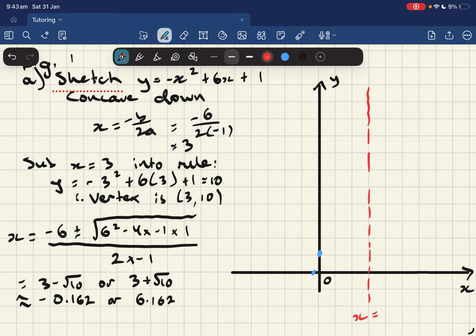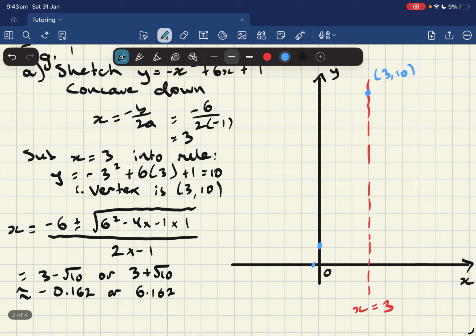So that's this one over here. And our vertex is at the point 3, 10, which is up here. So we want to label in our vertex, and we know it's concave down. And looking at our x-intercepts, one is around negative 0.162, so that's going to be this one down here, and around 6.162, so that's going to be around about here. Now, once we have all of these key features, all we have to do is just connect the dots.